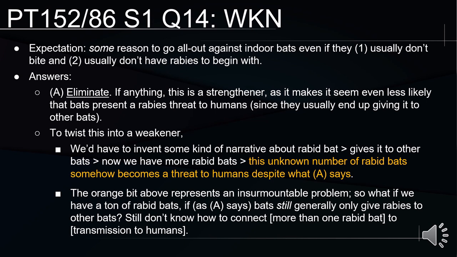So what if we have a ton of rabid bats? If, as A says, bats still generally give rabies only to other bats, we still have to invent yet another whole connective idea to connect that we now have several rabid bats to those bats giving it to humans. A has to work against itself to become a weakener. So I really don't feel like there's a way to salvage this one.